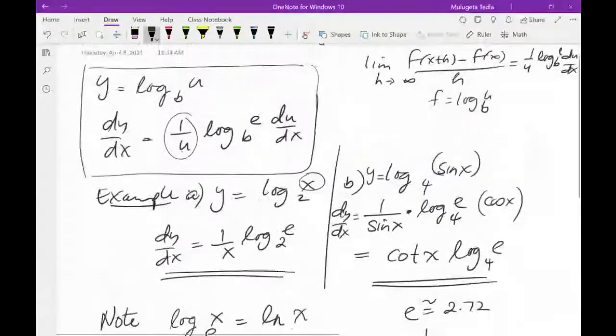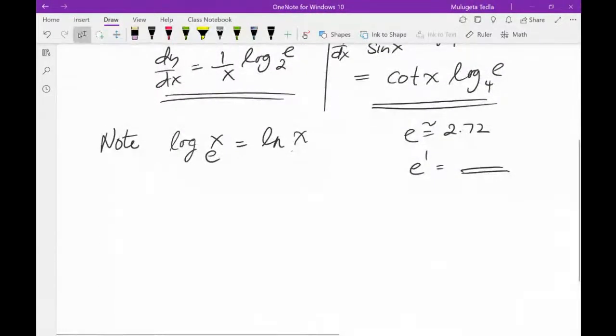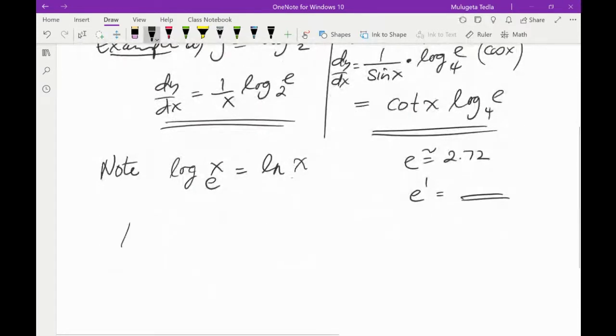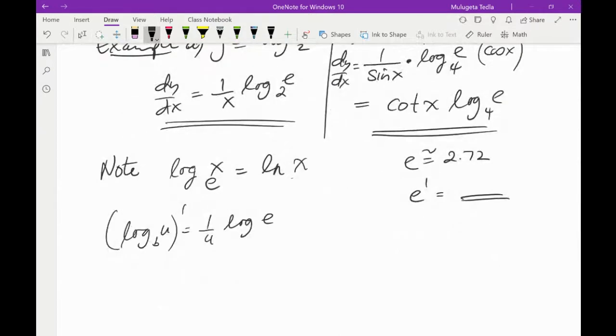Now I want to have a second formula. This is the first formula where the base is b. But if the base is e, then it's called ln. It's the same, a logarithmic function. Don't be confused. What is the formula for the log's derivative? The derivative of log u to the base b is 1 over u, log of e to the base b, du by dx.